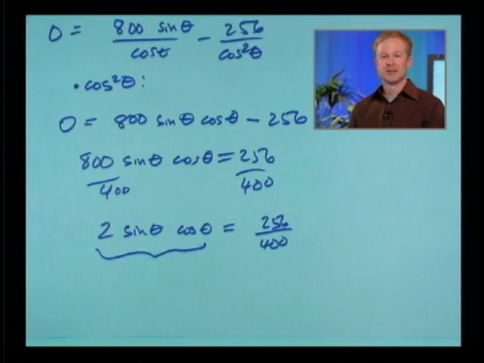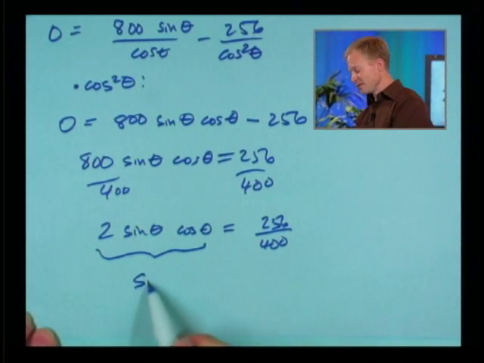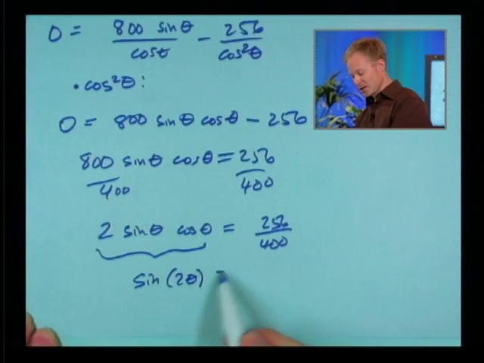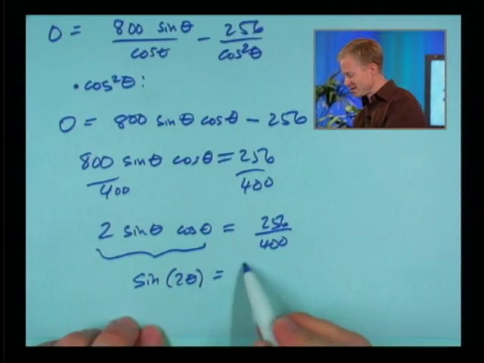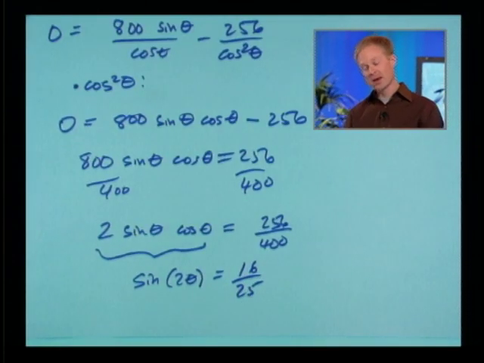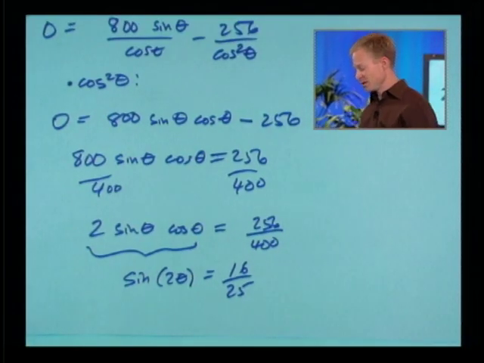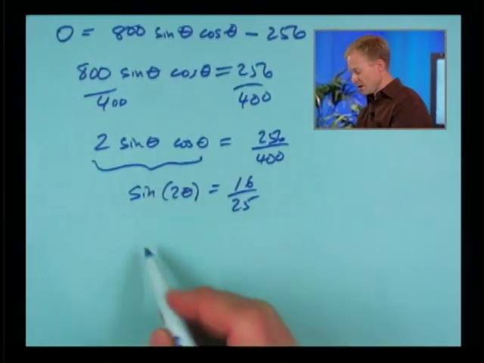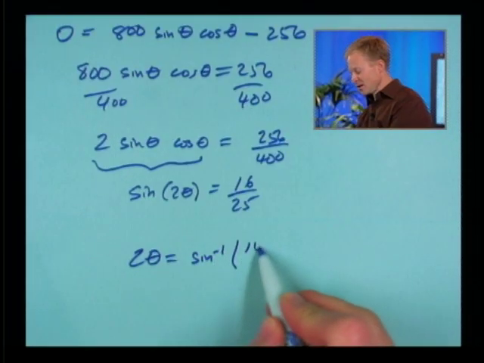This is an identity. There's a trig identity that makes this simpler, and if you had a trig class, it should look familiar to you, even if you don't quite remember it. That is the sine of 2 theta. And actually this does reduce. I think this becomes 16 over 25. So a little trig formula for you to solve. If you go on a calculator, you can go backwards through that trig function and actually figure out what the angle is. So 2 theta would be the inverse sine of 16 over 25.